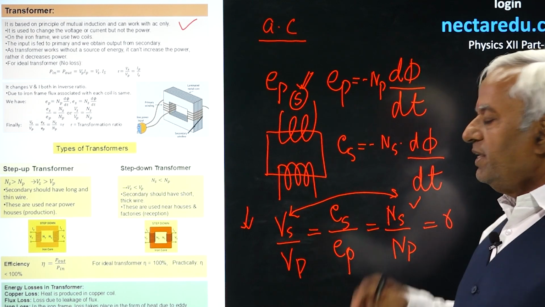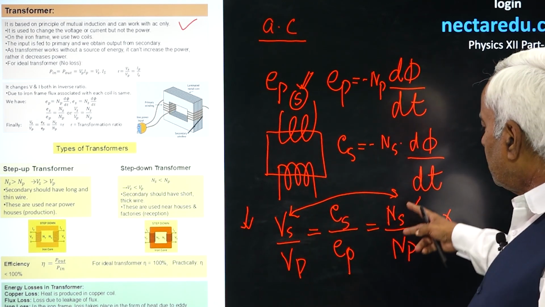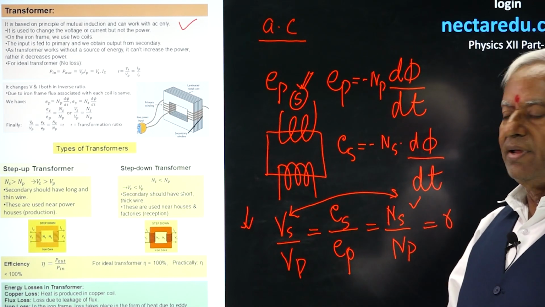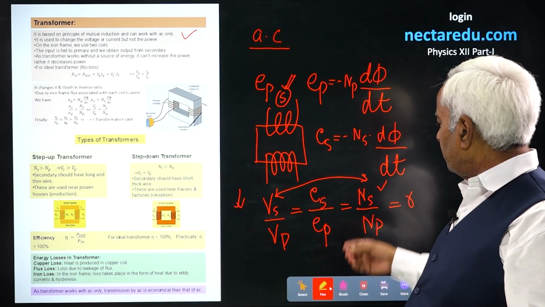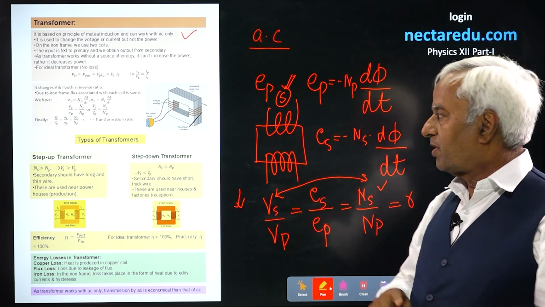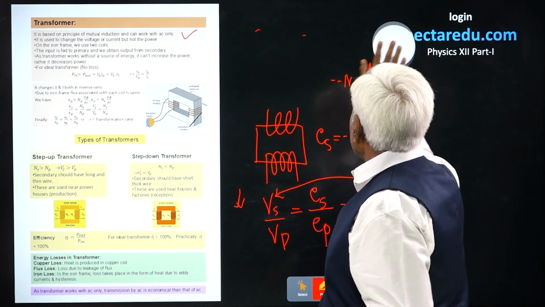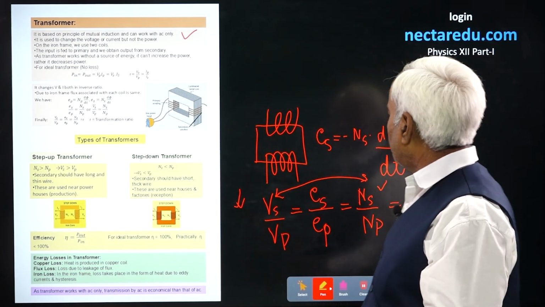That means the variation of voltage is going to depend entirely on the number of turns used in primary and secondary. And by using Ns greater, we are going to have a step up transformer in which the secondary voltage is going to be greater. That will be known as a step up transformer.